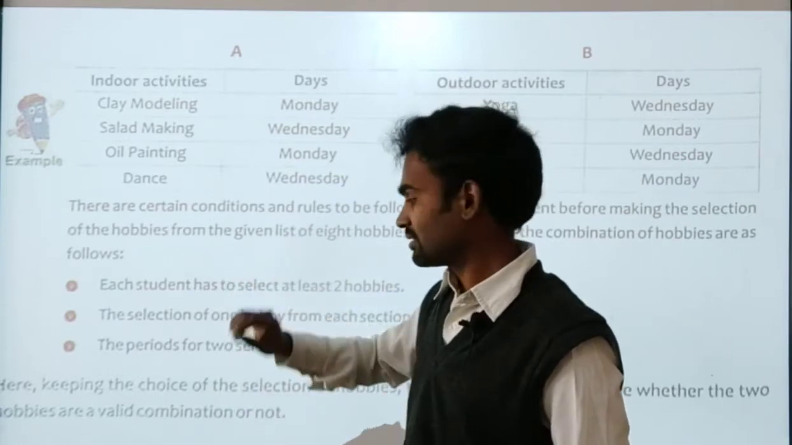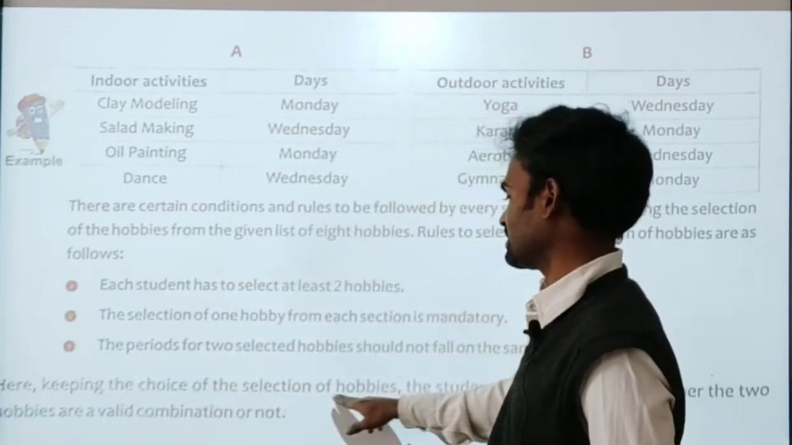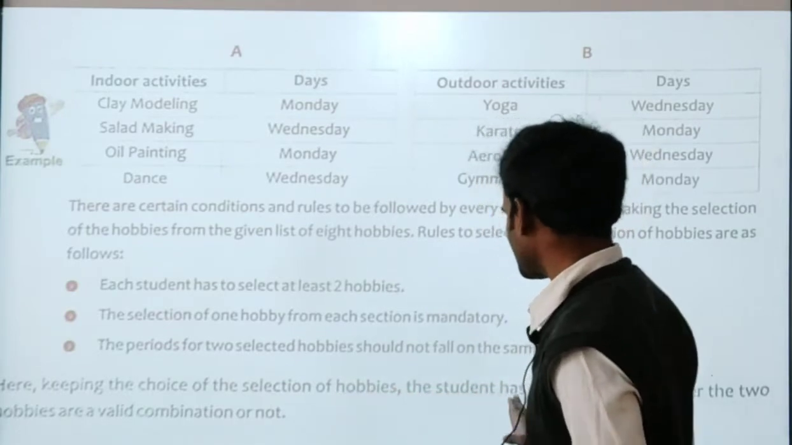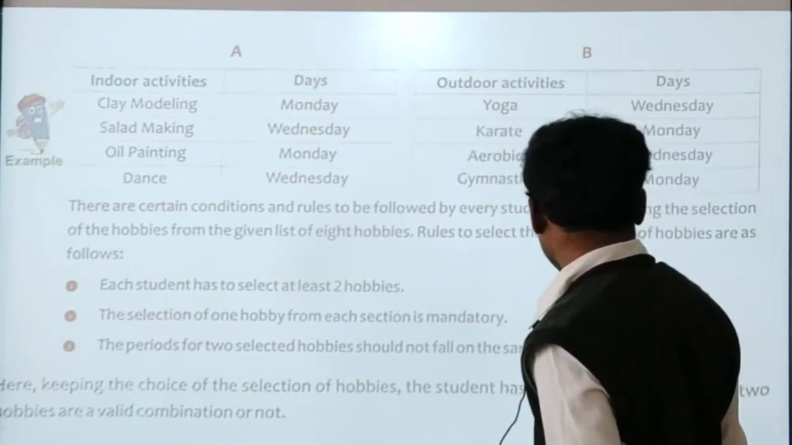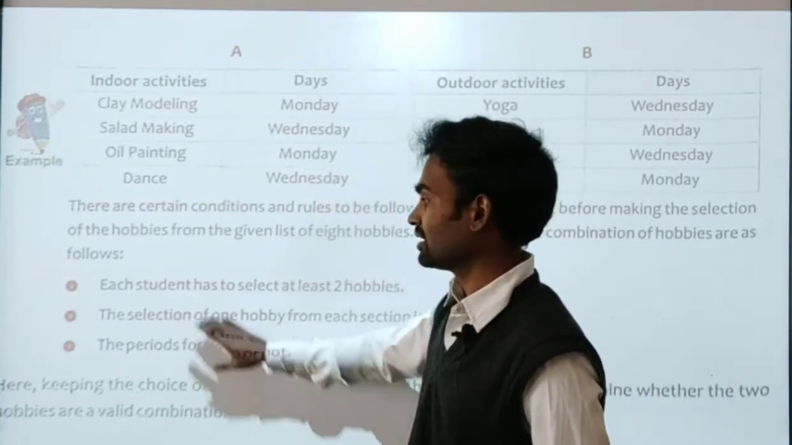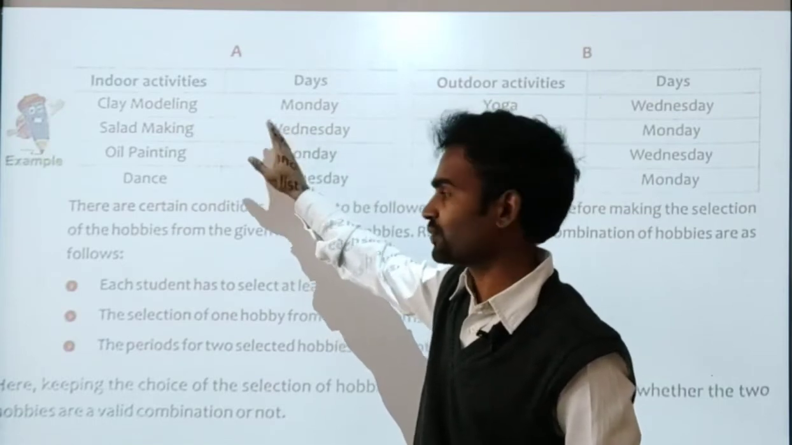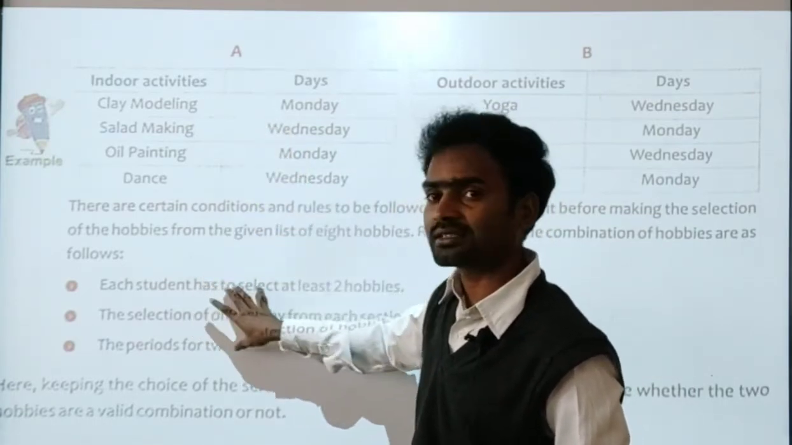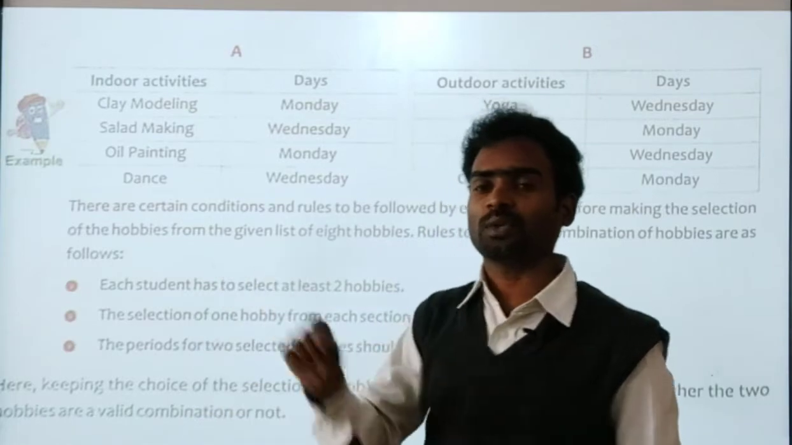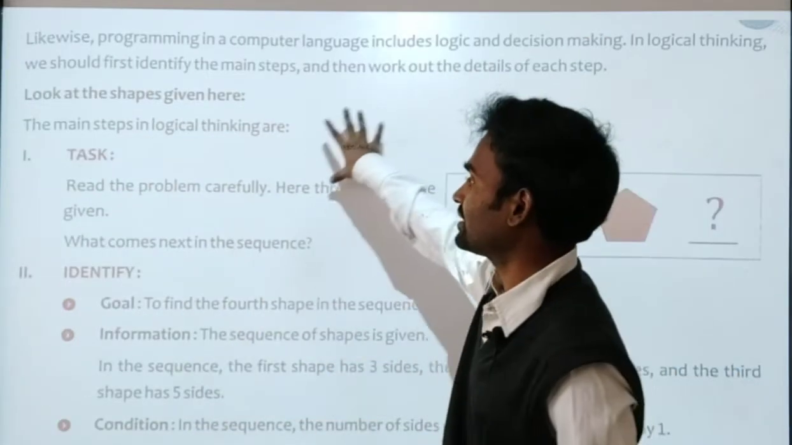So the next one: keeping the choice of hobbies in mind, the student has to determine whether the two hobbies are a valid combination or not. So before selecting these two, what are we supposed to do? We have to see this rule. According to the rule only, we have to find the solution, right?